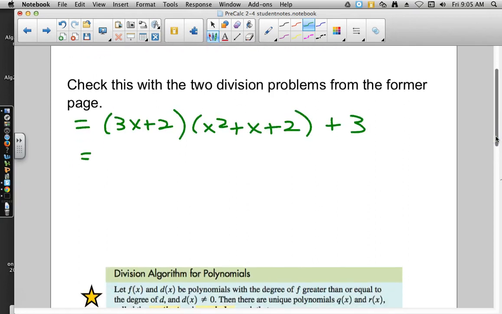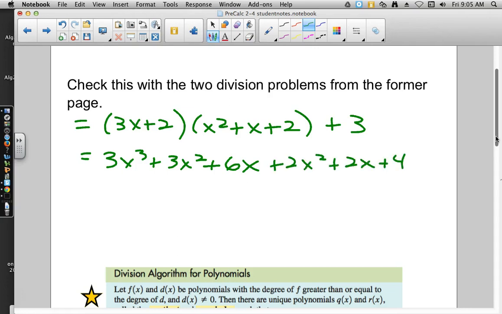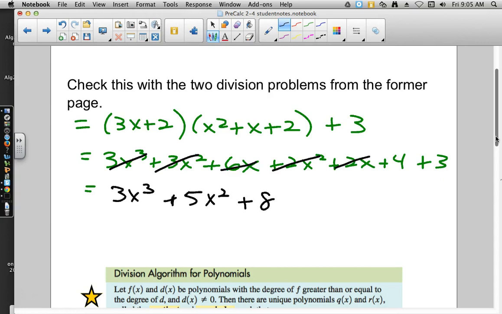So we would have to distribute the 3x through the parentheses over here and get 3x cubed plus 3x squared plus 6x. Then we'd have to distribute the 2 through the parentheses, so plus 2x squared plus 2x plus 4, but then don't forget our little plus 3 remainder that we had in the back. And then it's time to combine like terms. Well, 3x cubed is the only x cubed term, so that's gone. 3x squared and 2x squared is 5x squared. 6x and 2x is 8x. 4 and 3, 7. Go back, flip back.